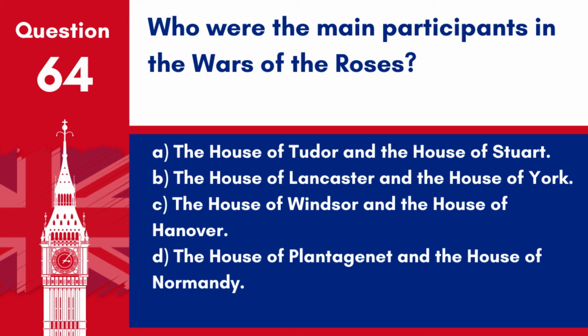Answer: B. The House of Lancaster and the House of York. The Wars of the Roses were a series of civil wars for control of the throne of England, fought between supporters of two rival branches of the royal house of Plantagenet, the House of Lancaster and the House of York.